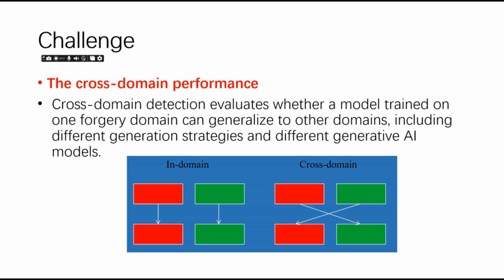Another example is if your model is trained on Stable Diffusion generated images, and you want to use the model to detect images generated by ChatGPT, can you do this kind of task? This is cross-domain performance. We want our model to be generalized enough. We want our model to be able to handle unseen strategies and unseen AI models. So it's better to consider the cross-domain performance.